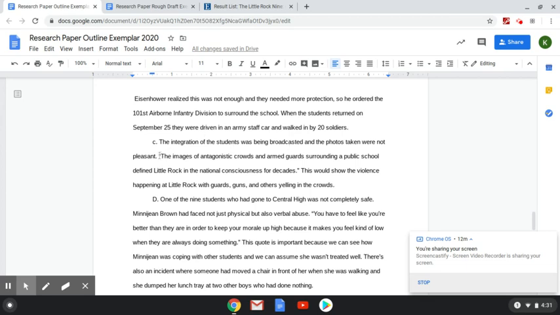And this is our first direct quote, right? I like that this person used direct quotes, summaries, and paraphrases. And that was apparent when I looked back at their notes also, but we get the quotation marks here. So here's a quote: "The images of antagonistic crowds and armed guards surrounding a public school defined Little Rock in the national consciousness for decades."